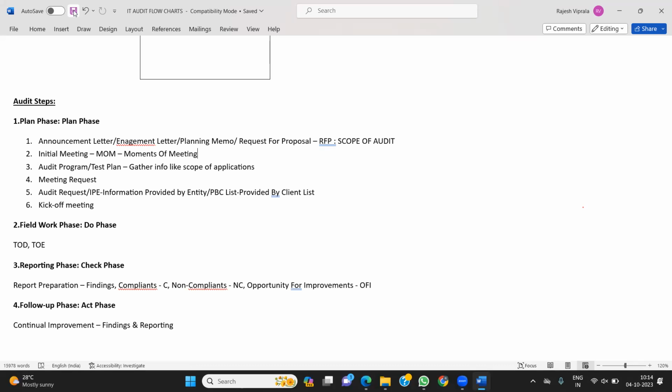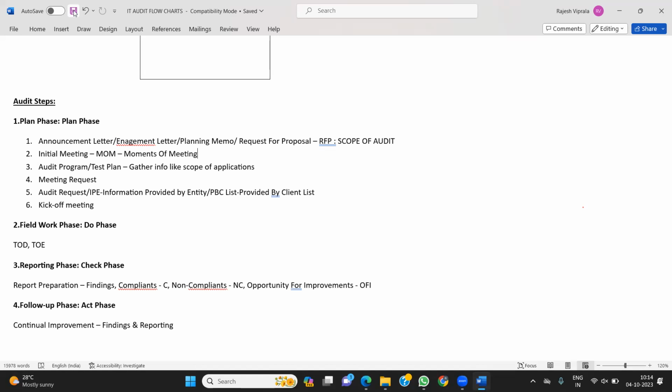Then if they ask for any meeting request, that happens again. That means to explain to them what they are going to do. Then, if the second attempt is successful, the audit request or information provided by the entity, or PBC, all three are the same, but different organizations use different words or terminologies. Some may use PBC, some may use IPE, some may use audit request. Then everything is clear from the client organization. In this example, HDFC, then the kickoff starts.